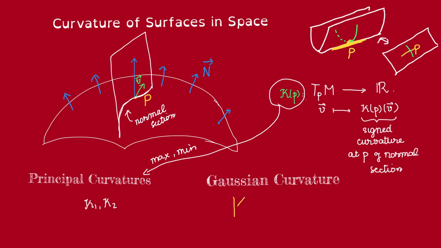However, it turns out that the product of these principal curvatures is going to be intrinsic. It's going to be preserved under isometry. We call this the Gaussian curvature.